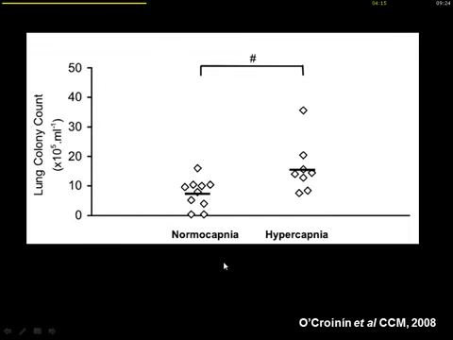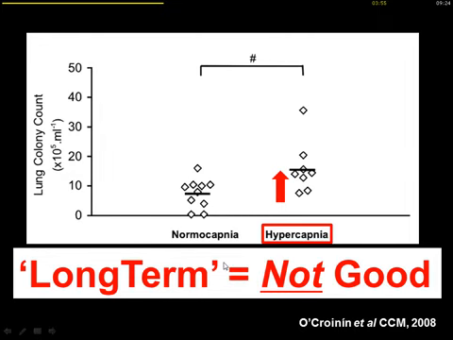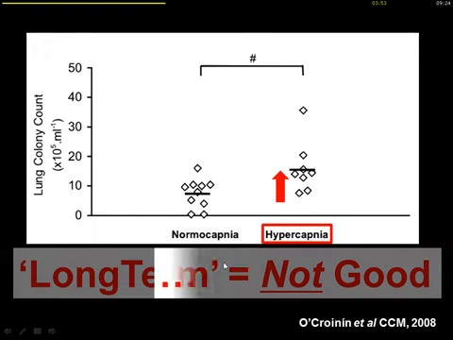They hypothesize that if the histology is worse, the pneumonia is worse, it's because there's a greater proliferation of the E. coli. And they were right. They measured the colony counts and found that with hypercapnia, the numbers were not less, they were more. Long term, not so smart.